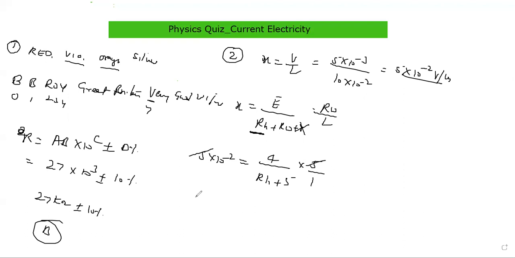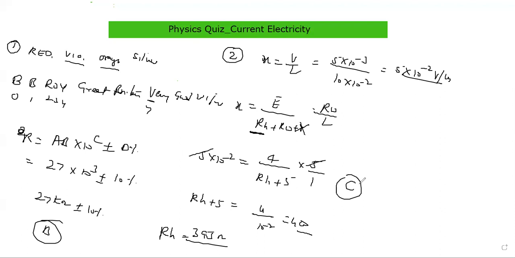So we are getting RH plus 5 is equal to 4 into 10 power minus 2, or this becomes 400. So RH should be equal to 400 minus 5, that's 395 ohm. That should be your correct answer, and this answer is matching in the third option. So C is the correct answer for this question.